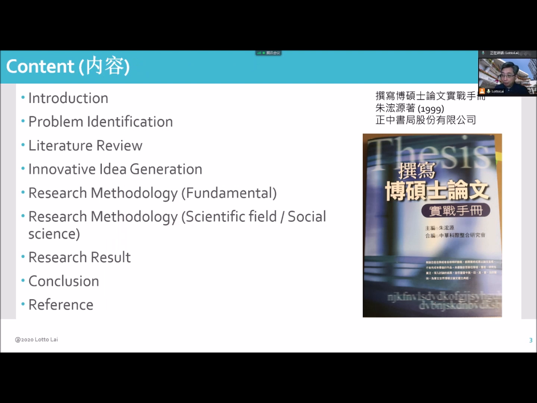Usually, I use the structure of the book from Professor Ch4. It is a practical handbook for writing master and doctorate theses. The structure is separated into classes: introduction, problem identification, literature review, and today I will share the innovative idea generation.